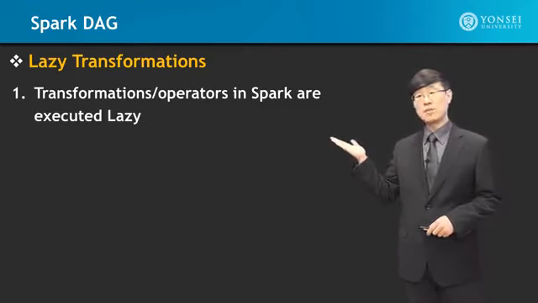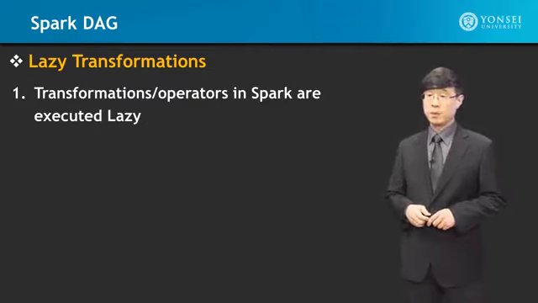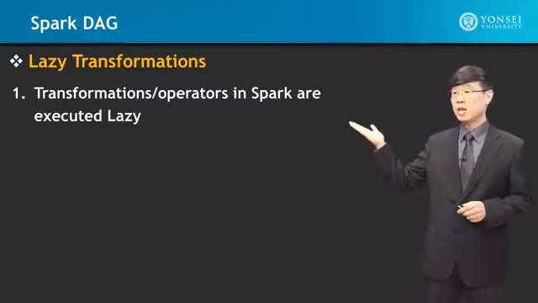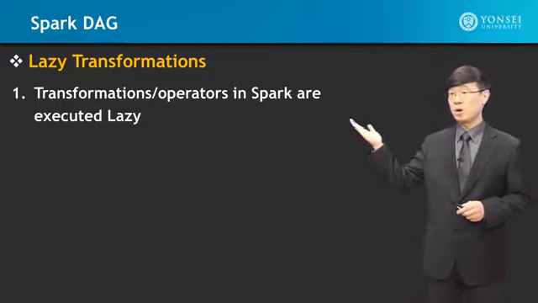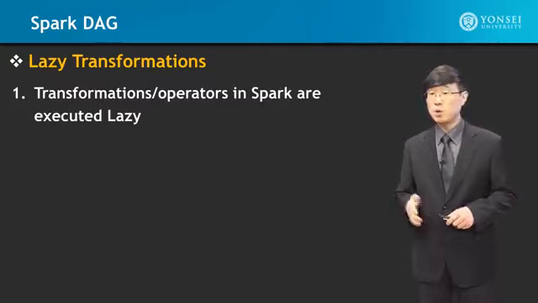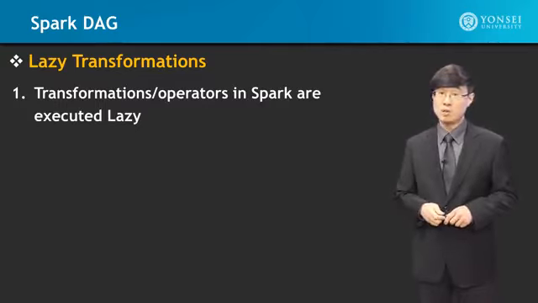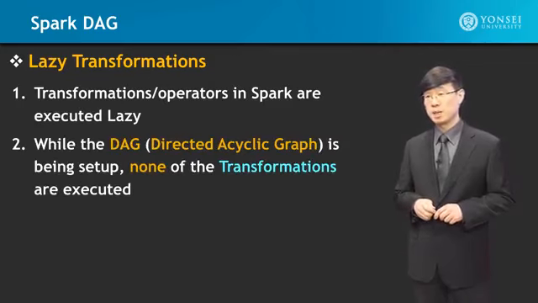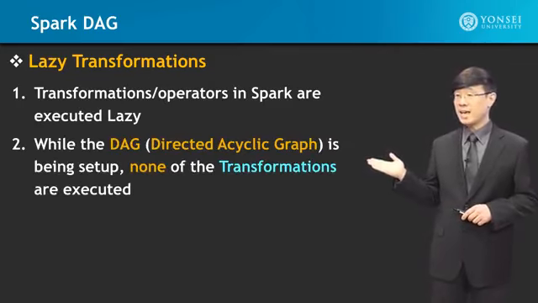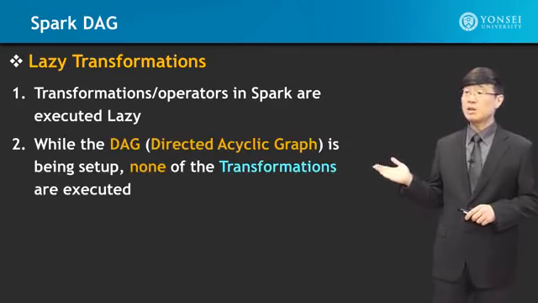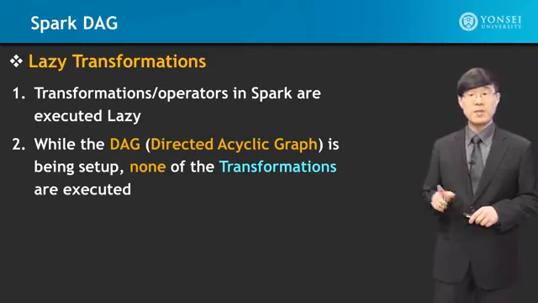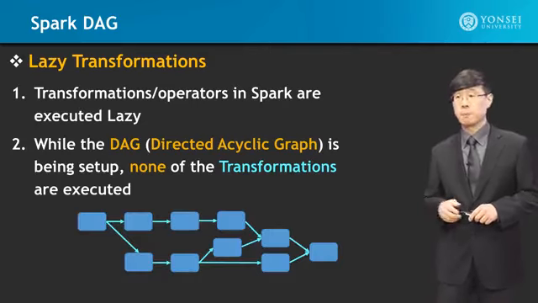The terminology of lazy transformation is used when we talk about a DAG in its process. What does this mean? Well, transformations and operators in Spark are executed lazily. What do you mean lazy? I thought Spark was very fast and efficient. Well, this is what the terminology means. While the DAG is being set up, none of the transformations are executed. And this is why we call it lazy.